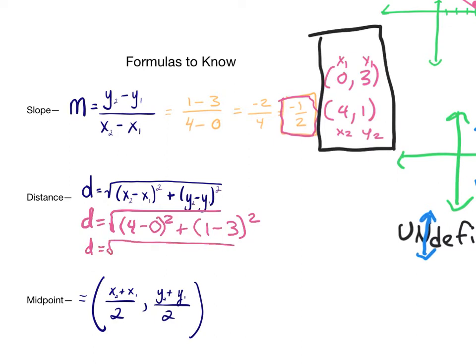So 4 minus 0 is 4, so this would be 4 squared plus 1 minus 3 would be -2, so this would be -2 squared. 4 squared is 16. Negative 2 squared would be 4. So this would be the square root of 20.